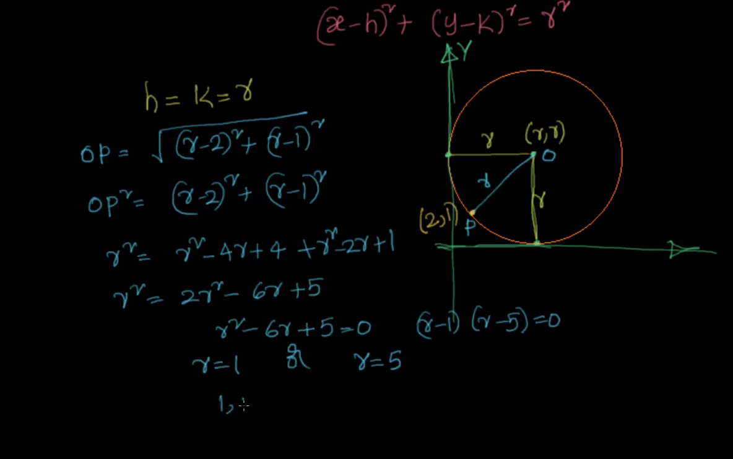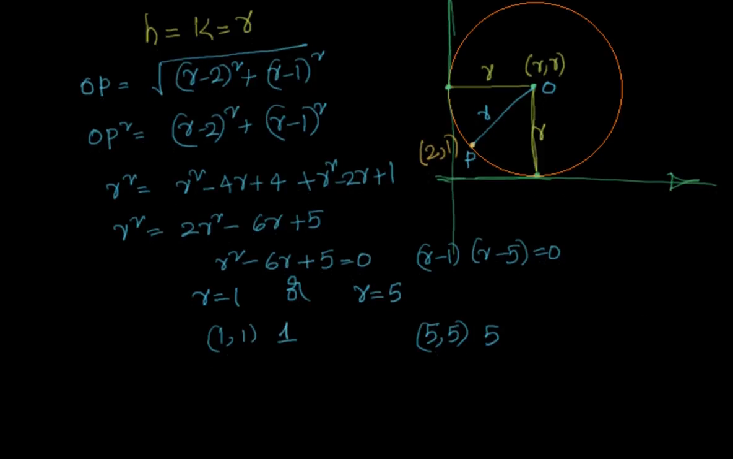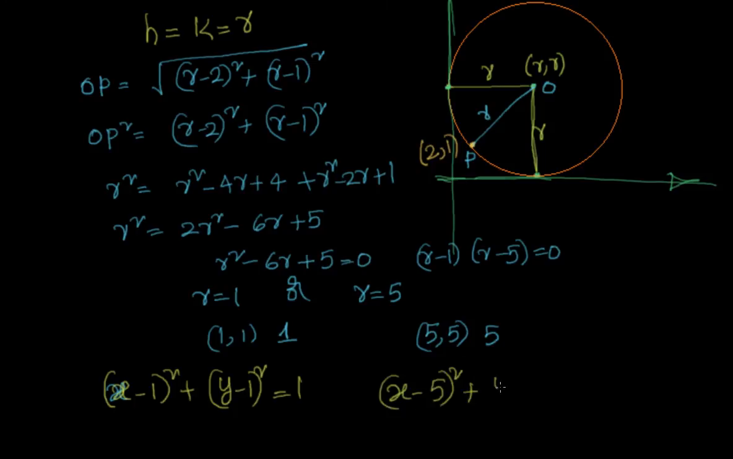That means the circle center can be at (1, 1) with radius 1, or the center can be at (5, 5) with radius 5. Both of them satisfy the condition, because both pass through the point (2, 1). So what will be the equation of the circle then? The first scenario will be (x minus 1) whole square plus (y minus 1) whole square equals 1. The second scenario will be (x minus 5) whole square plus (y minus 5) whole square equals 5 square.